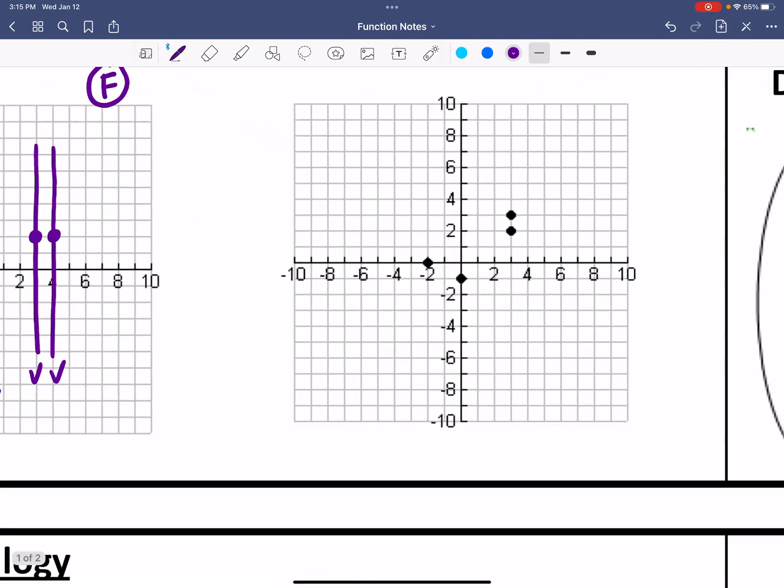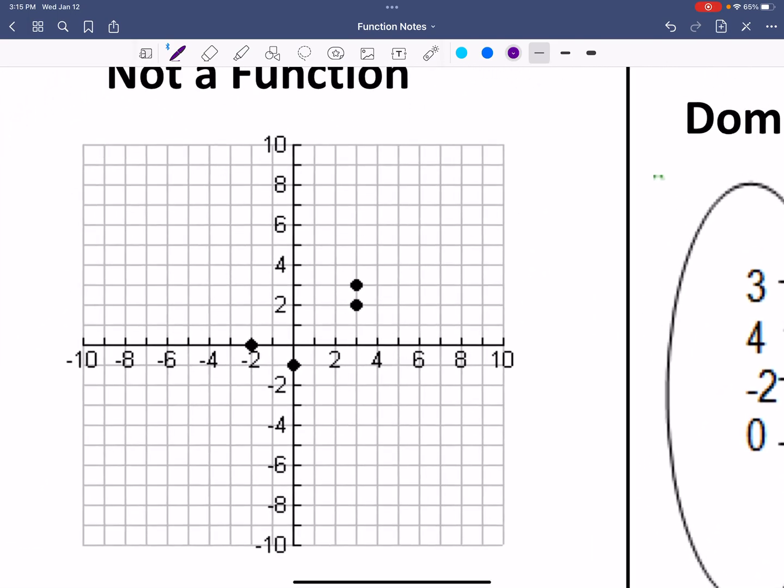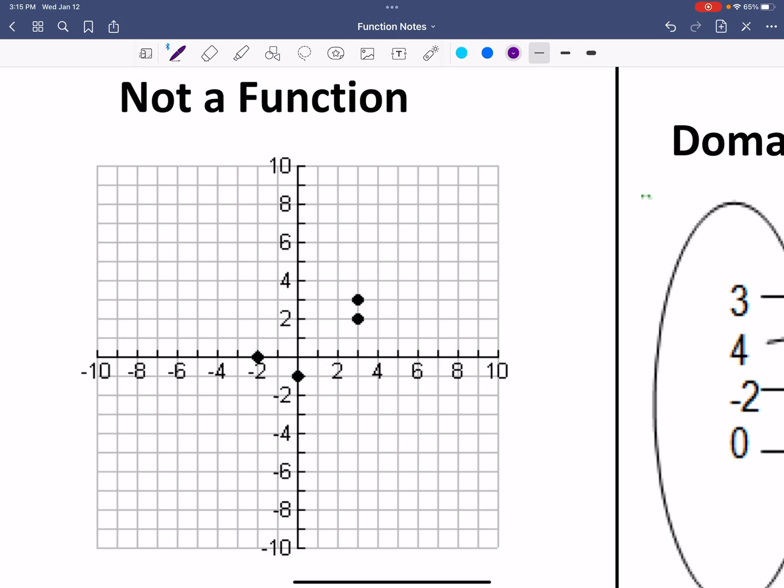Looking at our next graph, this is an example of not a function. So again, we're going to go ahead and do the vertical line test. Starting from the left, I'm going to draw my first line. Here I see that it passes through one point, so this passes the vertical line test. Looking at my next point, I'm going to draw a line. I see that it passes the vertical line test because it only goes through one point.